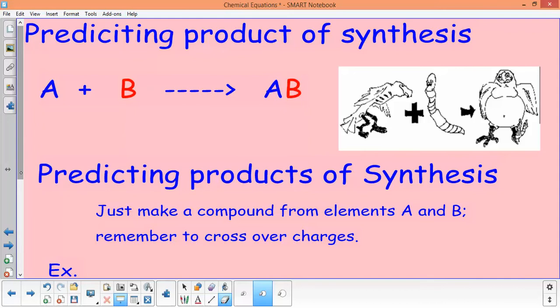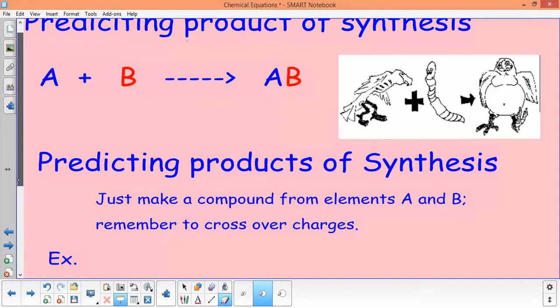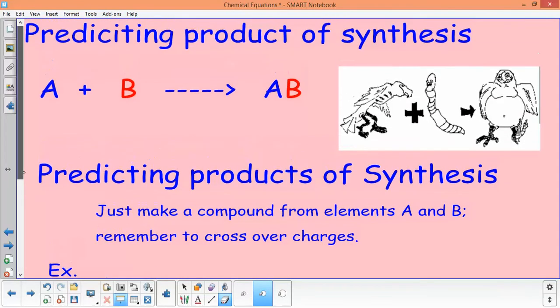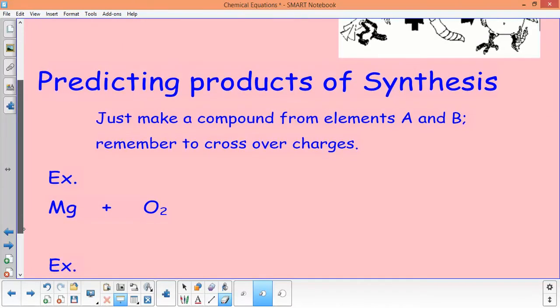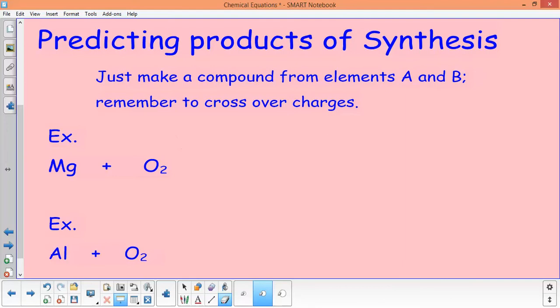You will only be required to predict the products of simple single replacement or simple synthesis reactions where you have two elements combining. So that's all you have to do. Predicting products of synthesis reactions, you just make a compound from the elements A and B. Also, you need to remember to cross over your charges. For example, you look at magnesium plus oxygen, and the only thing possible is for them to combine if a reaction is going to occur.